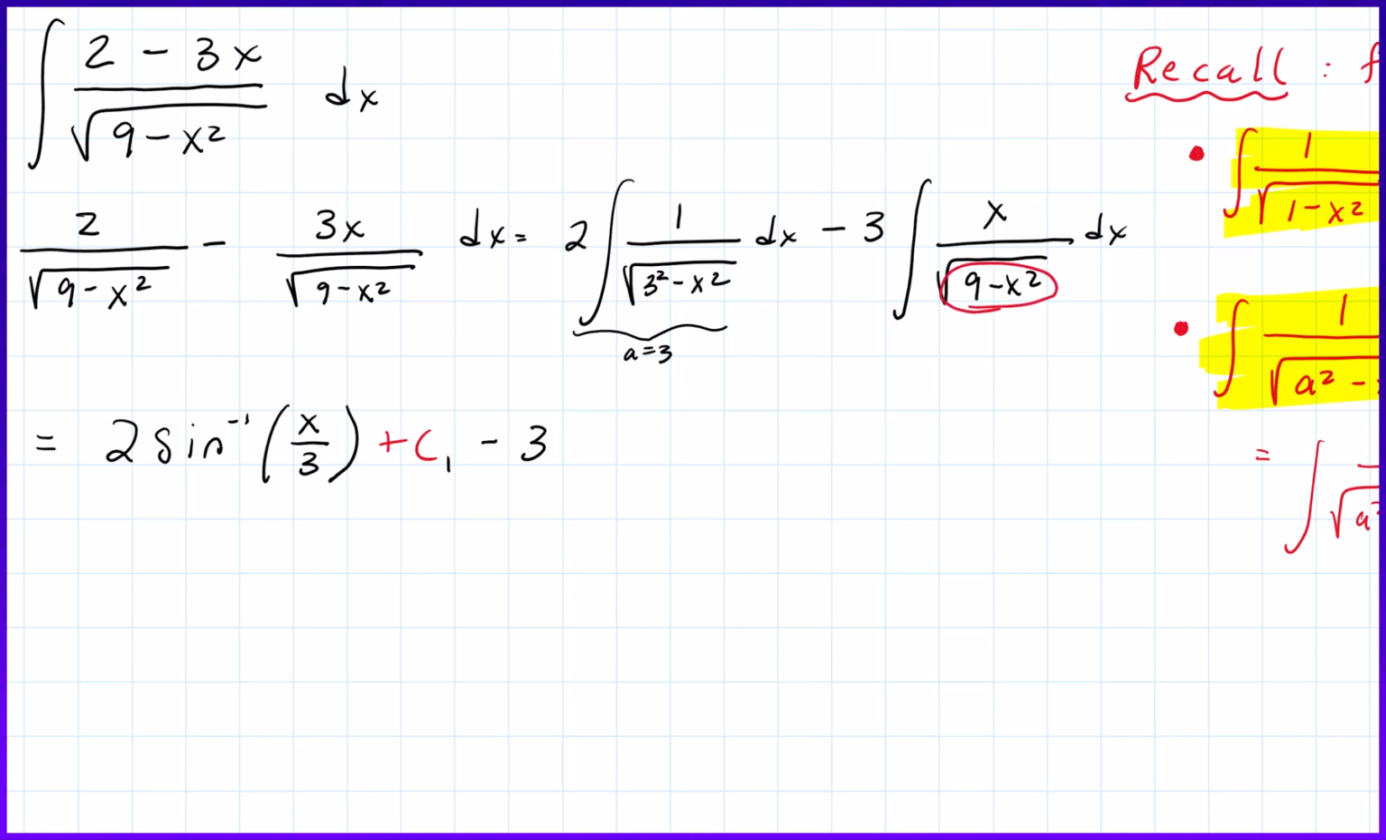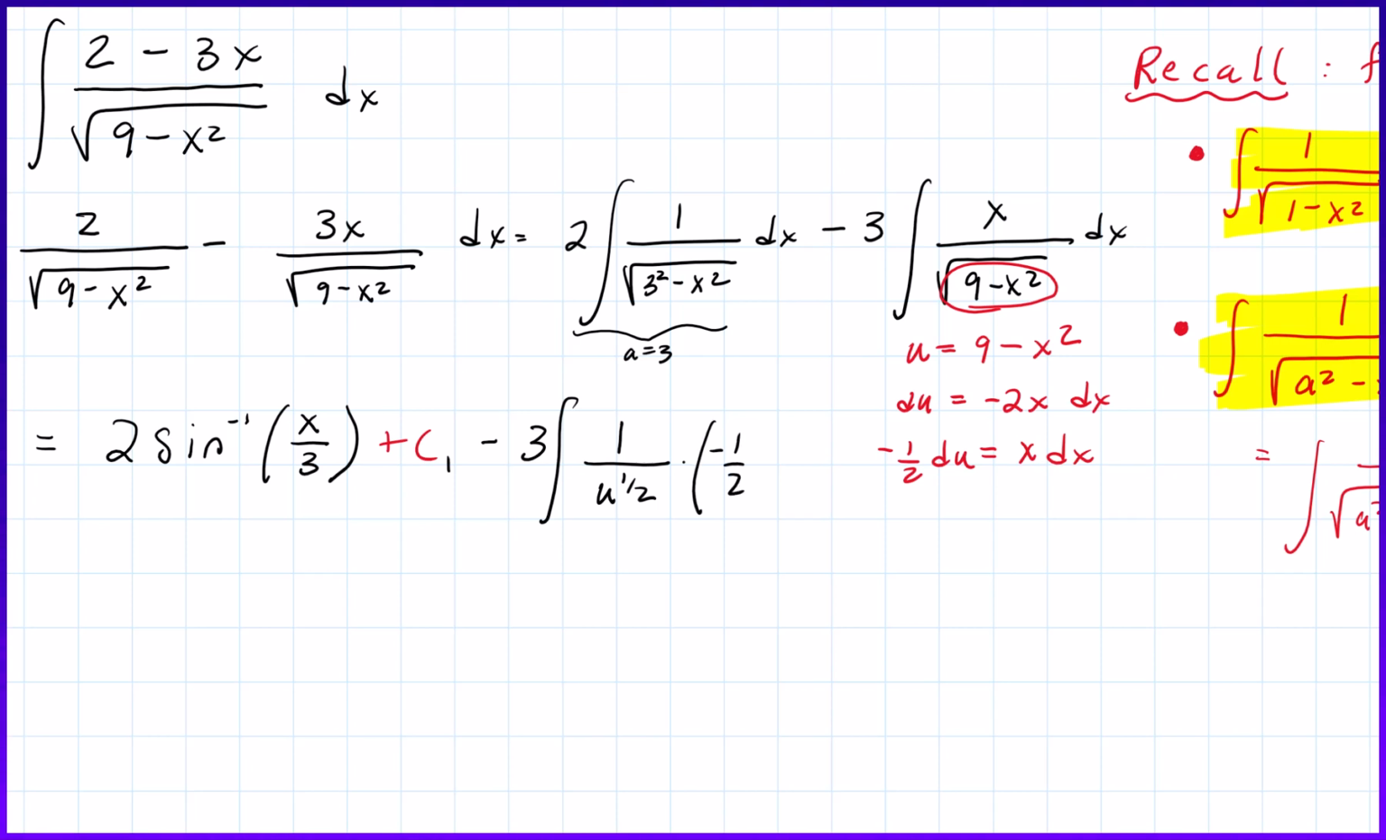I'm going to let my u be 9 minus x squared, and then my du is going to be minus 2x dx. And I have the x in the dx, so x dx is actually minus 1/2 du. And now I can make those substitutions. So I get minus 3, I get 1 over u to the 1/2, and then I'm going to be multiplying by minus 1/2 du when I make the substitution for x dx.